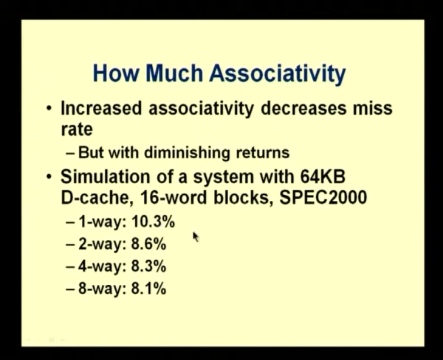That is, if you look at, for instance, a simulation study which was done on a 64 kilobyte data cache with 16 word blocks, SPEC 2000, this is a particular benchmark set of programs that was used for this study. They found that with one way set associative, which is your direct map, you get about 10.3% miss rate, two way you get 8.6%, four way 8.3%, 8 way 8.1%. So, you can see that the decrease as you go from 2 way to 4 way to 8 way is not very significant. Which means you will get almost similar performance even if you go for a 4 way or an 8 way cache in general.